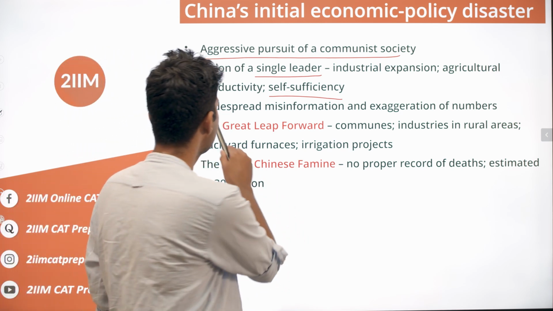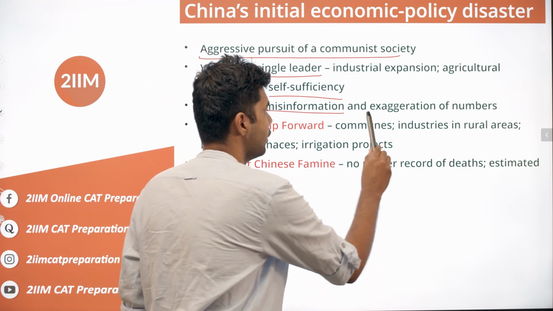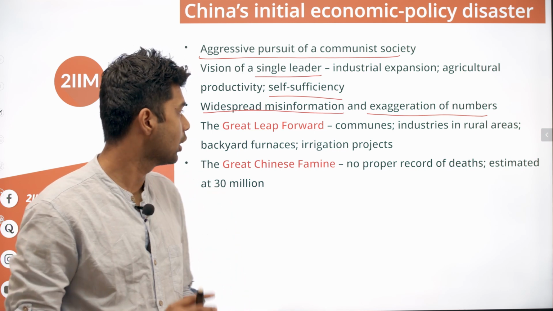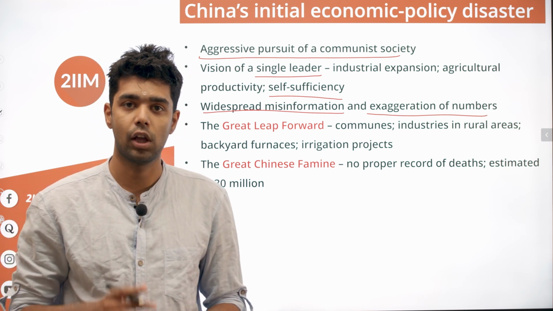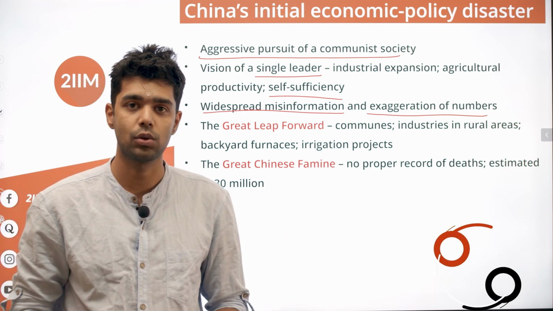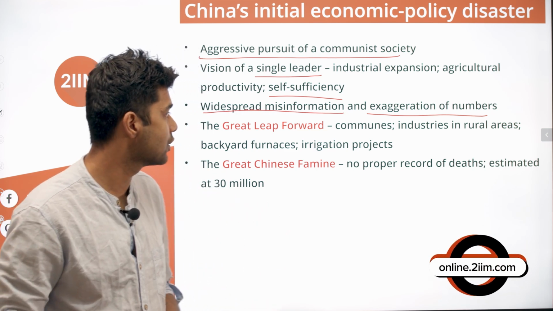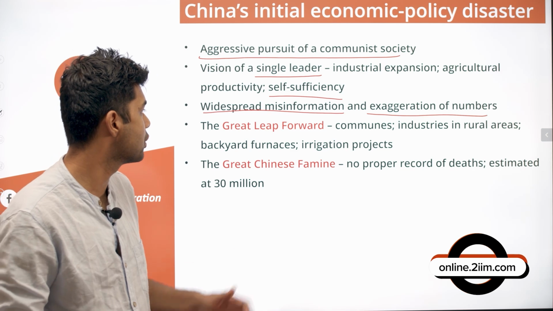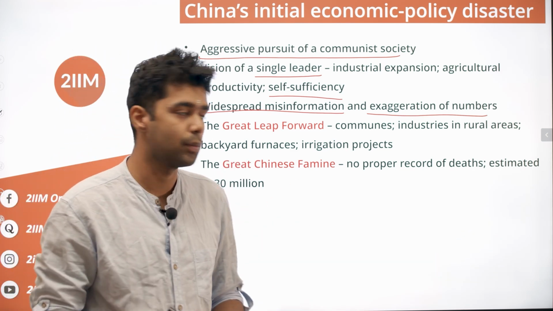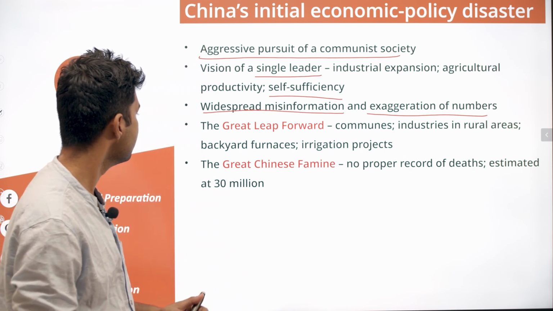There was widespread misinformation and exaggeration of numbers, because in the centralized setup, the Communist Party would give national goals for each and every province. The province had to abide by those goals. And in many instances, they were quite unrealistic. So the local officials resorted to exaggeration of numbers, and a lot of misinformation and propaganda was spread.